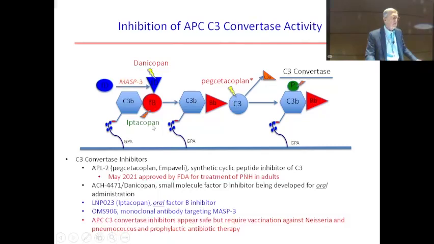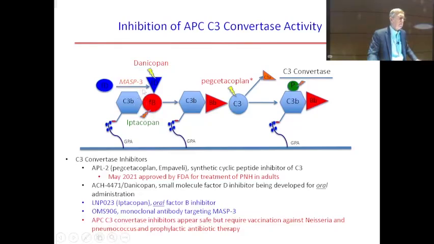been studied in patients with PNH and compared to patients with C5 inhibitor therapy, and shows a very promising efficacy and safety profile so far, but still has not been approved for clinical use.